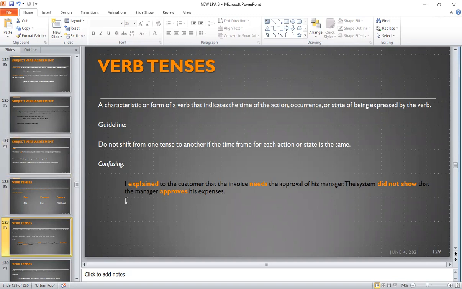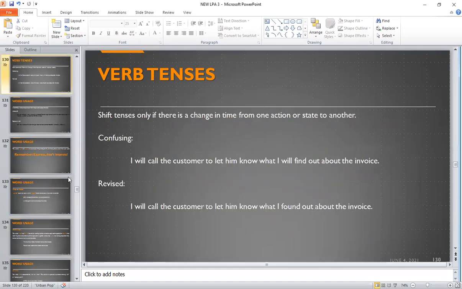This is confusing. See what's written here. I explained to the customer that the invoice needs the approval of his manager. The system did not show that one manager approves his expenses. Filipinos write this way. That's why you have to be careful. We Filipinos write this way.